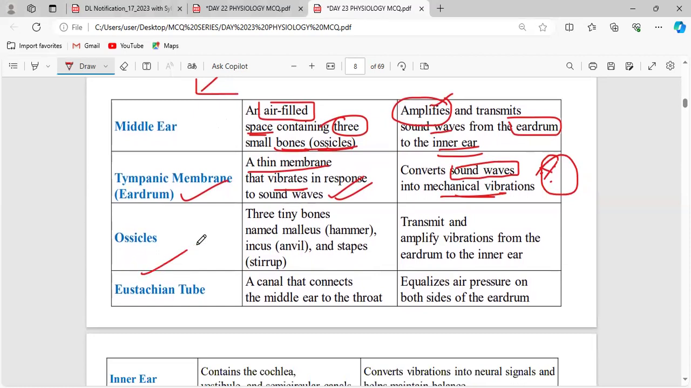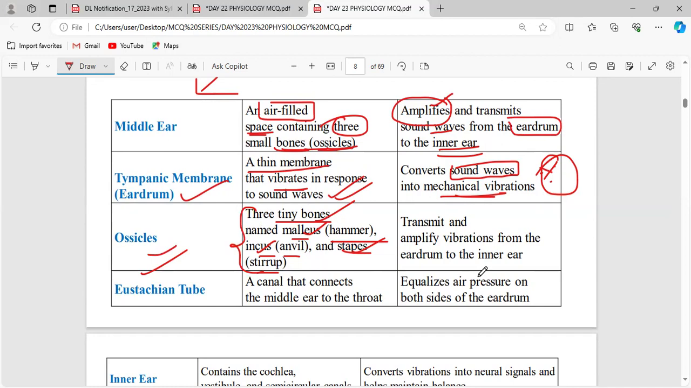Okay. Now, what are the ossicles? We know that cartilage will be present in our ear, eyes, and our nose, and in some of our body structures. And the three most important bones are the malleus, incus, and stapes. All these have other names also. Malleus is called the hammer, incus is the anvil, and stapes is called the stirrup. So these are the three bones. We call them the ossicles, and they are present in the middle ear.